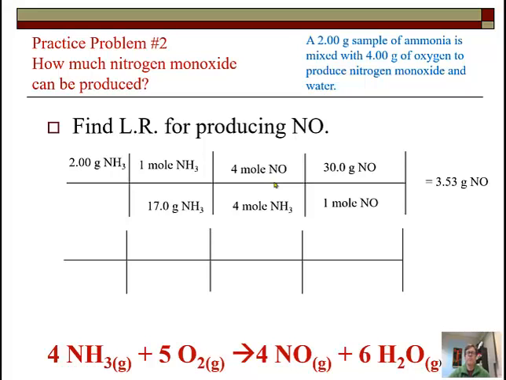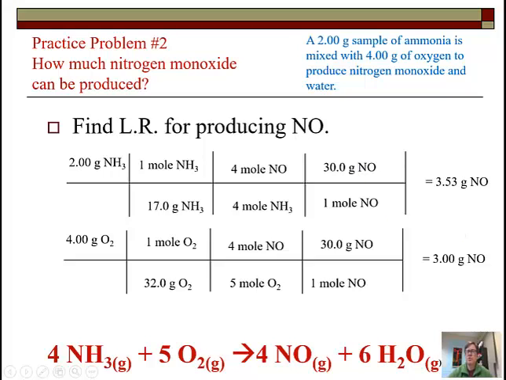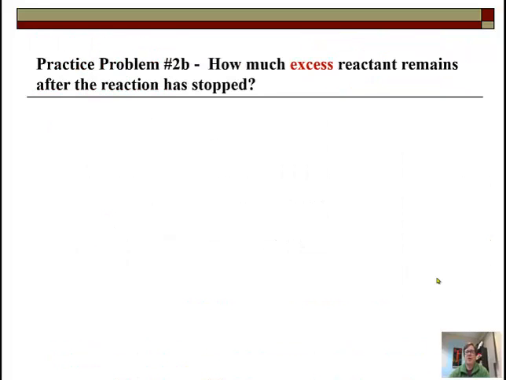Same thing, but we start with 4 grams of oxygen. And it is 32 because we're talking O2 right here. And then what's our ratio here? For every 4 moles of NO, we need 5 moles of O2. And then once again, we figure out our molar mass, which is the same as above, which makes it easier. So we can see when we compare these two, our smaller value is 3.0. So we're going to produce 3 grams of nitrogen oxide. All right, so that's part A. How much nitrogen oxide are you going to produce? 3 grams.